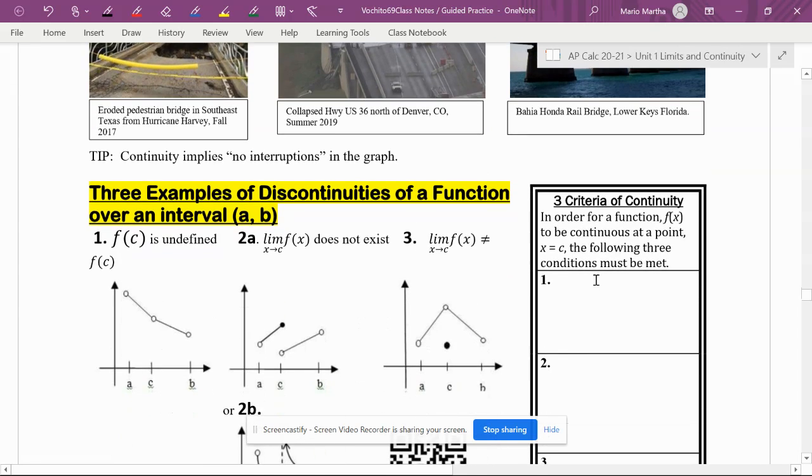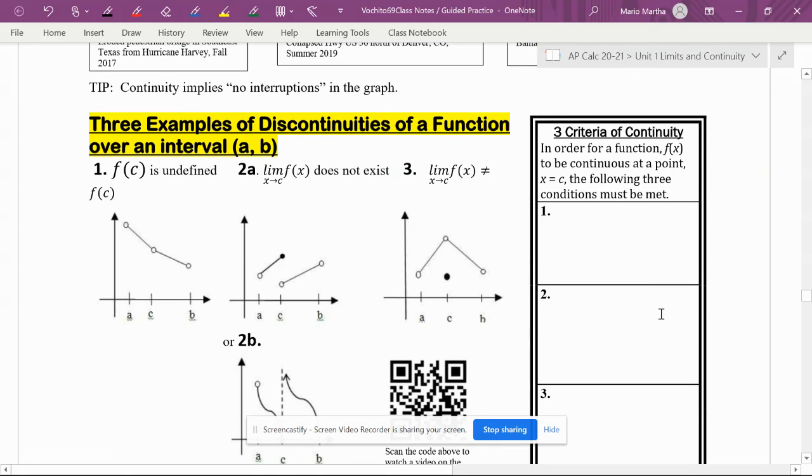We use limits to define continuity. That's why it's so important in calculus, because once we can define continuity, we can start jumping into different things, like derivatives and so forth. If a function is discontinuous, we have to be careful about whether we can apply more calculus to it. So let's look at the first one right here.